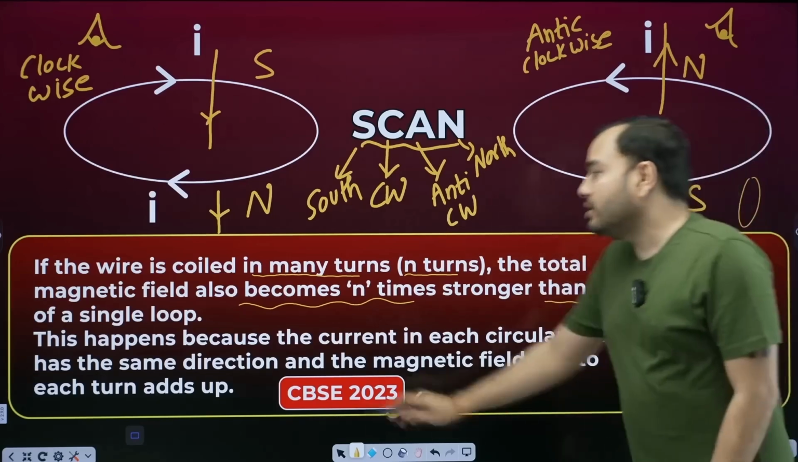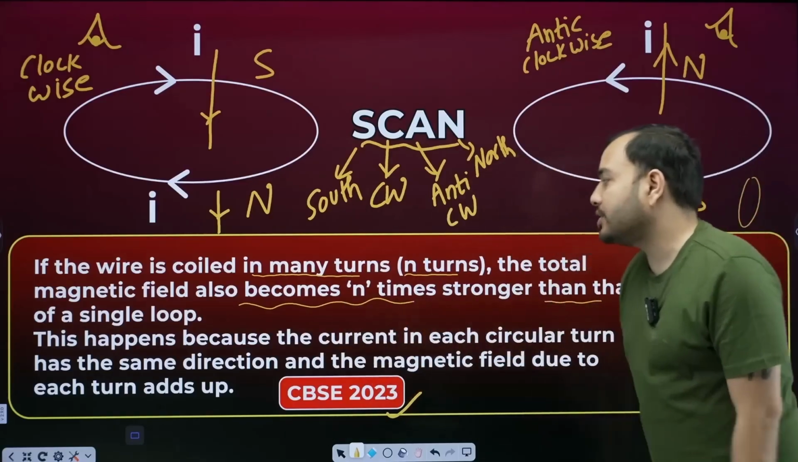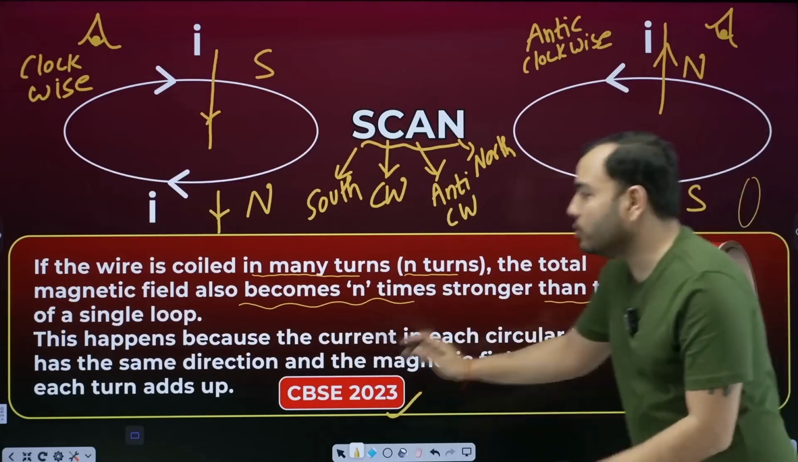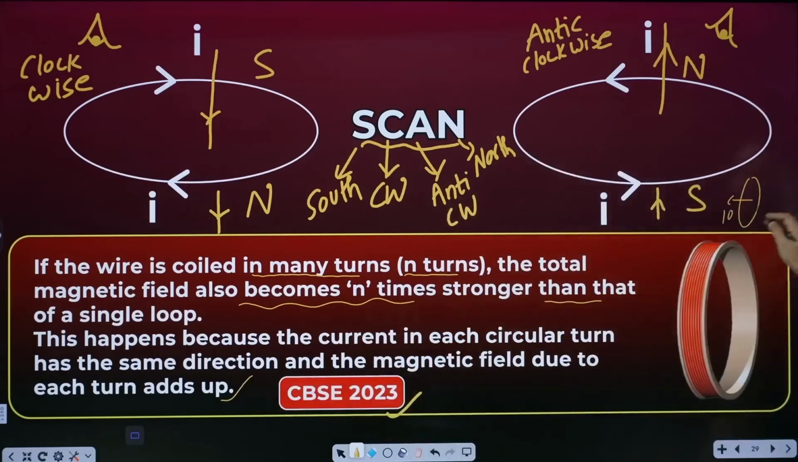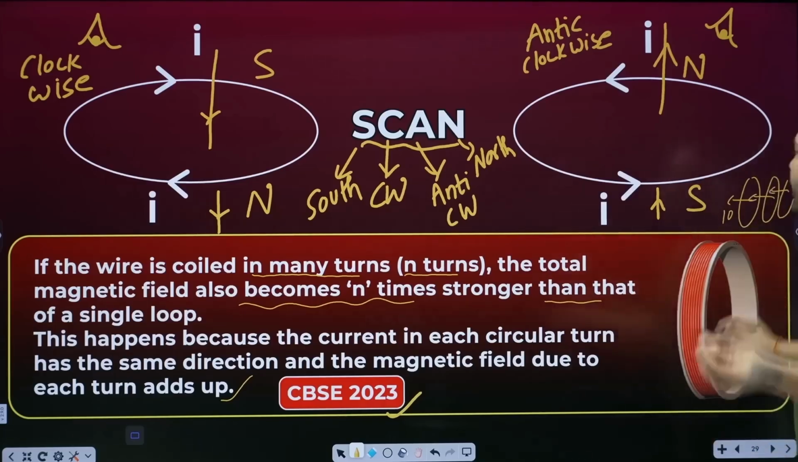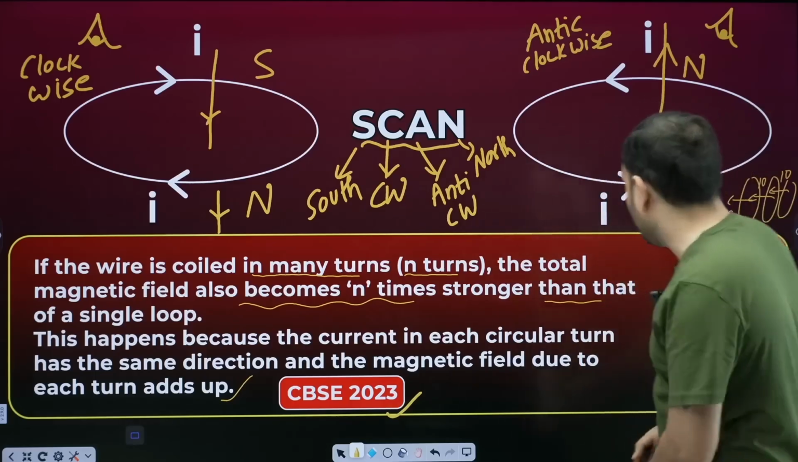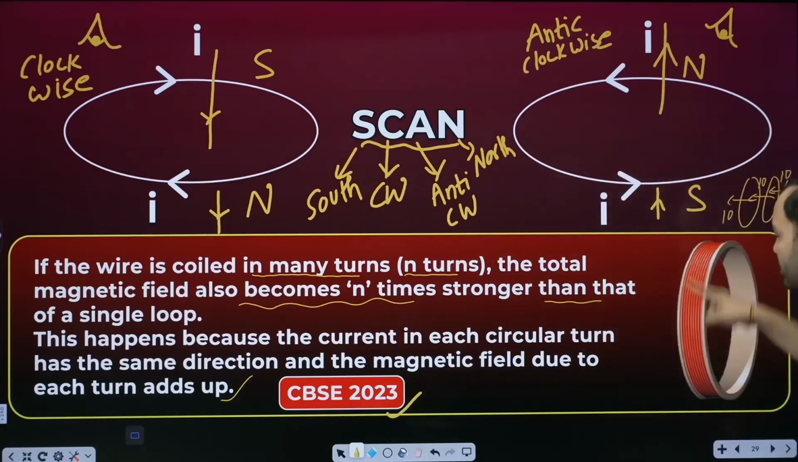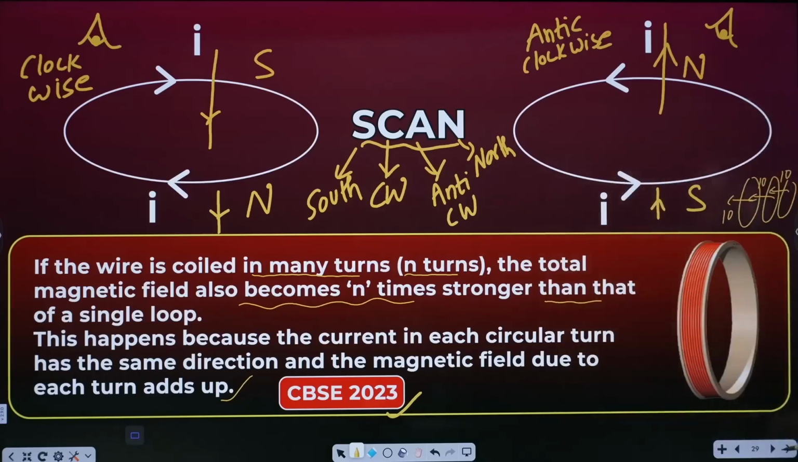Why does this happen? This happens because the current in each circular turn has the same direction, and the magnetic field due to each turn adds up. Because of 1 turn it was 10, because of 2 it becomes 20, because of 3, 30. What is happening? It is adding up. If n number of turns are put in any coil, the magnetic field will increase n times. The same thing is written here.